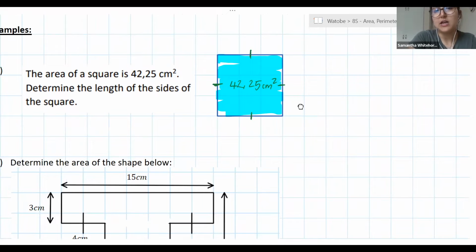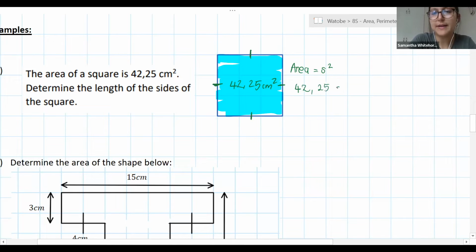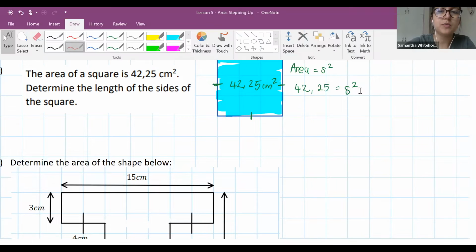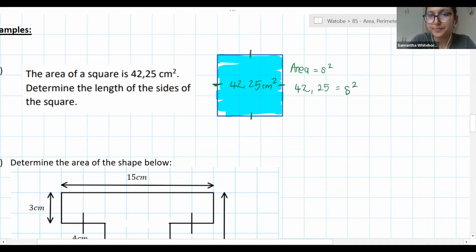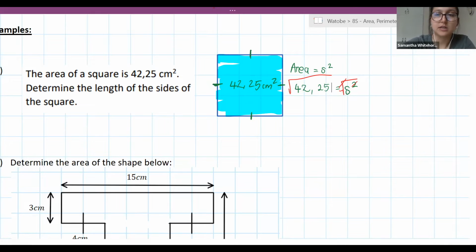Firstly, we know that the area of a square is found by saying side squared or side times side. Doesn't really matter. And if we substitute in what we know, that the area is 42.25, and we are looking for the side length, just by substituting into my area formula, I can start to solve for my unknown. Now the unknown here is that S, and because this is S squared, what I want to do is square root. By square rooting S squared, I cancel out the squared, but what I need to remember is that because this is an equation, what I do to one side, I have to do to the other side.